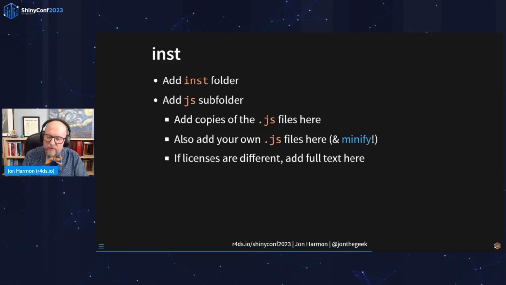In addition, if the license of the library and your package are not the same, you put a copy of the license in this JS folder with the files. There's a little bit about that in the R packages book, but basically that's just to make everyone happy that it's clear how things are licensed. So the license.note and then the license file itself here.